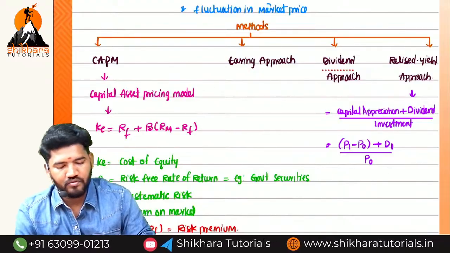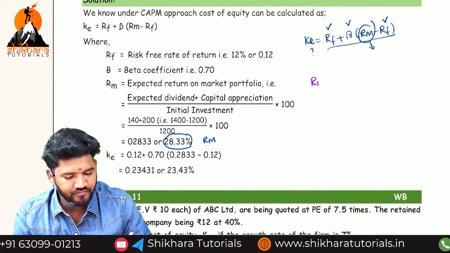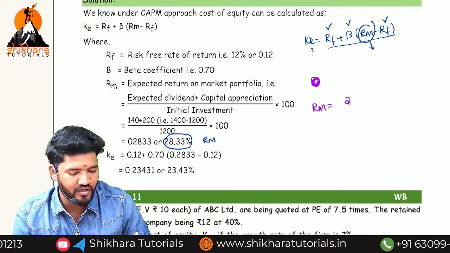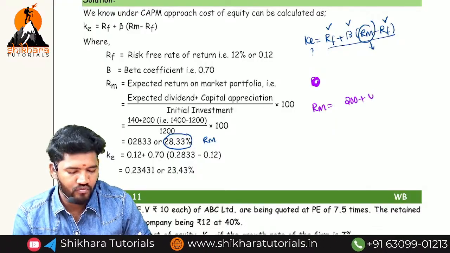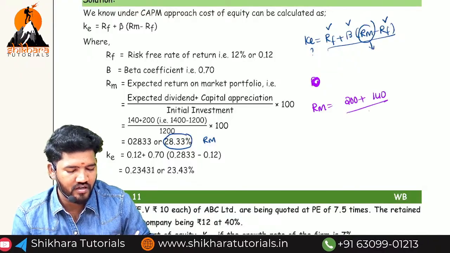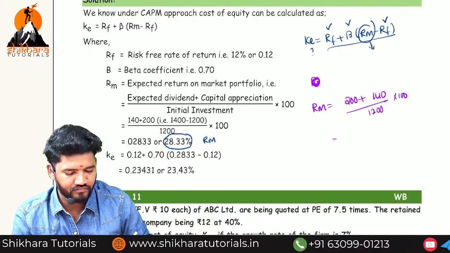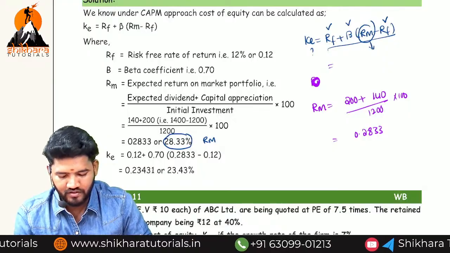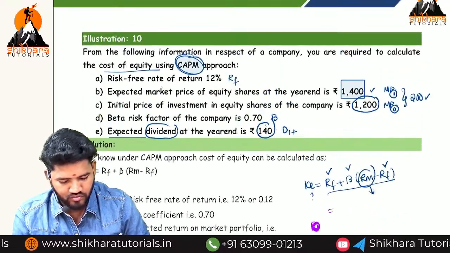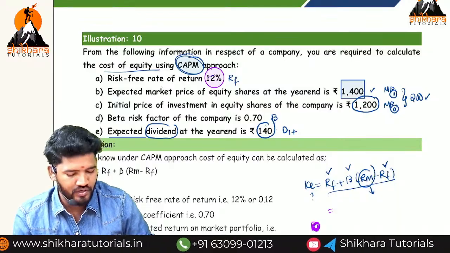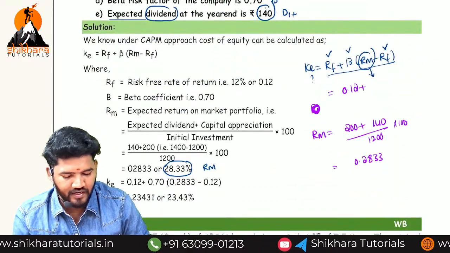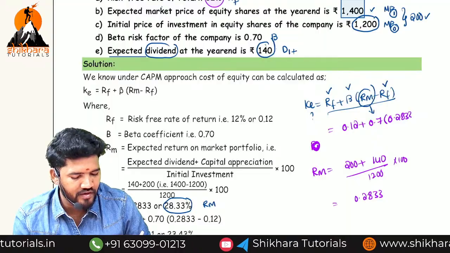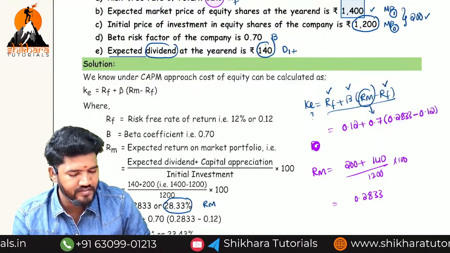Clear? Now tell me the calculation part. RM: we know direct calculation. Capital appreciation 200 plus dividend 140, divided by how much I invested, 1200 into 100. That gives 0.2833. Now RM is there. RF is 12%, 0.12, plus beta 0.7 times RM, 0.2833, minus RF, 0.12. Answer?